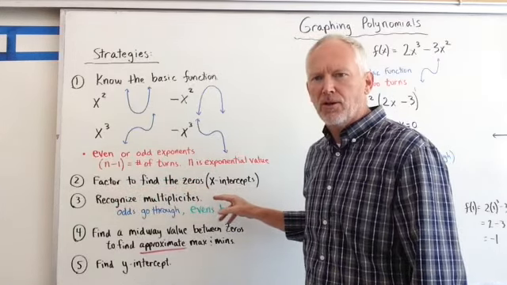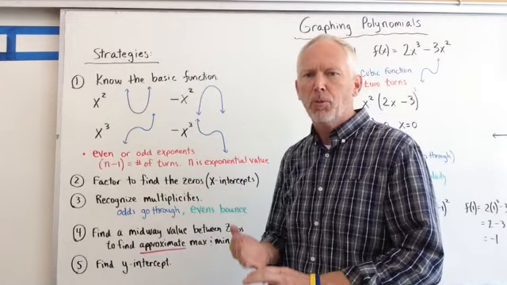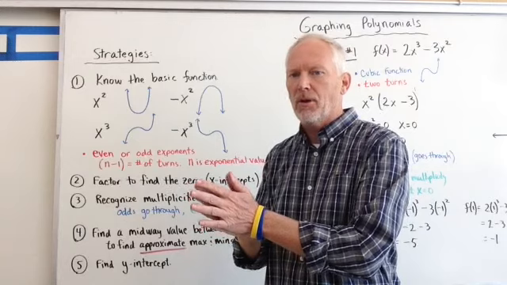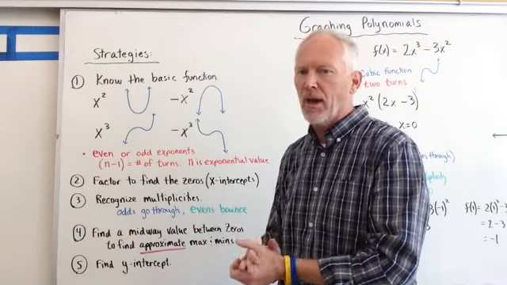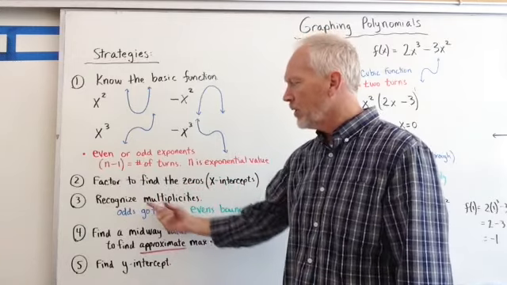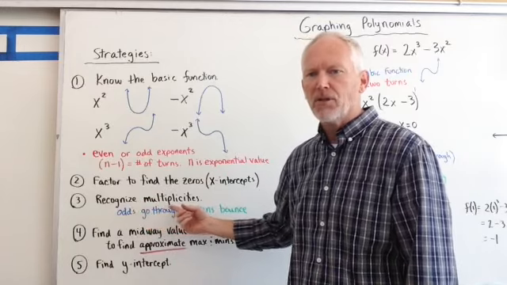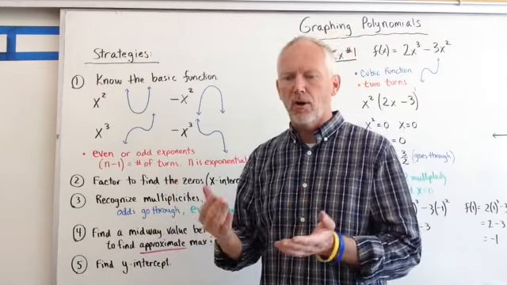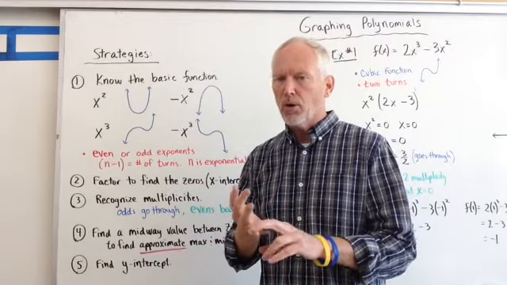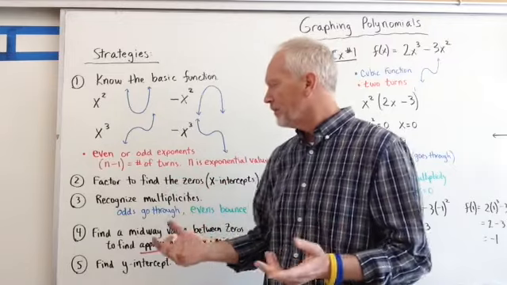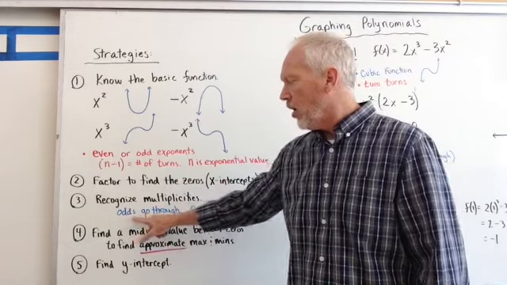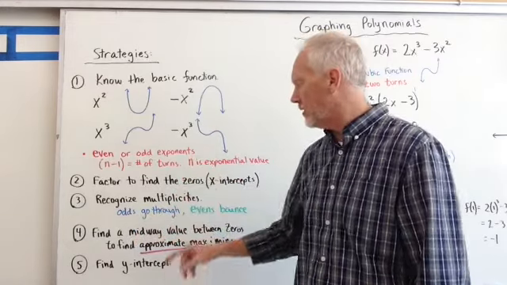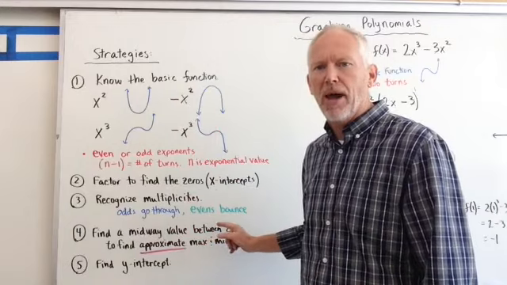Then, we need to factor to find the zeros. We want those x-intercepts, so maybe we have to factor by grouping, maybe factor out a greatest common factor, maybe there's an x involved, something like that. We want to locate those zeros. Then, we have to recognize the multiplicities. Now, multiplicities are when you have zeros that are either one multiplicity or two, or even or odd. So we recognize that odd multiplicities are ones that go through the x-axis, and evens tend to bounce.